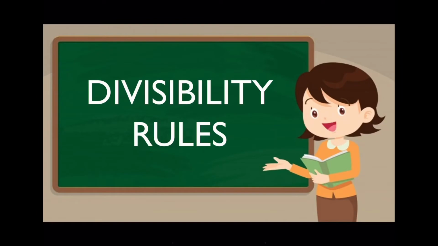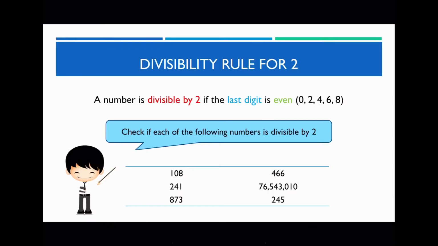So let's now look at some divisibility rules. For the first one, we're not going to be looking at a divisibility rule for 1 because all numbers can be divided by 1. So we're going to be looking at number 2. We said that a number is divisible by 2 if the last digit is even. So when it ends with a 0, 2, 4, 6, or an 8. So this is a fairly easy one over here.